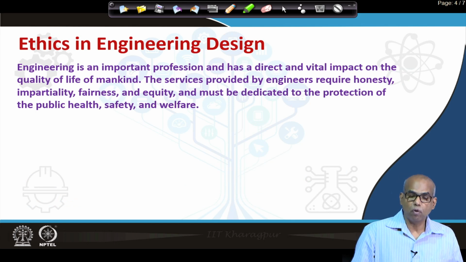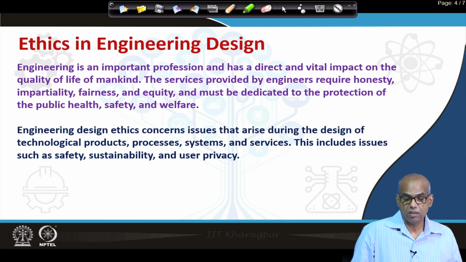Engineering is an important profession and has a direct and vital impact on the quality of life of mankind. The services provided by the engineers require honesty, impartiality, fairness and equity and must be dedicated to the protection of the public health, safety and welfare.